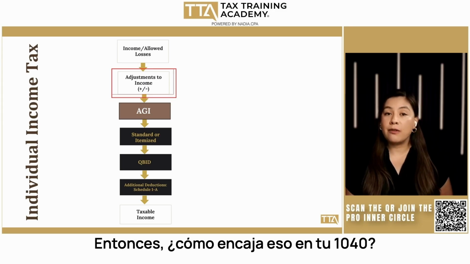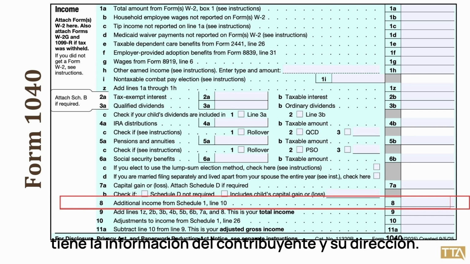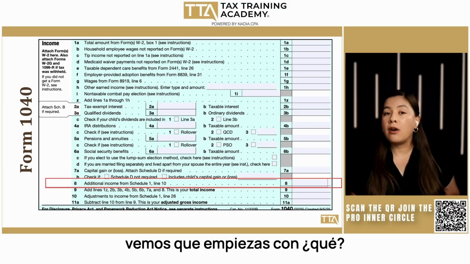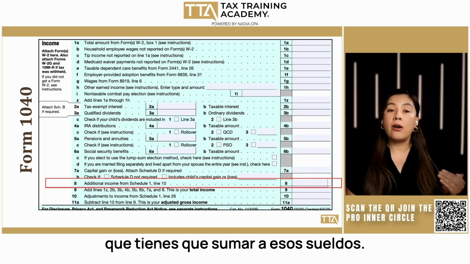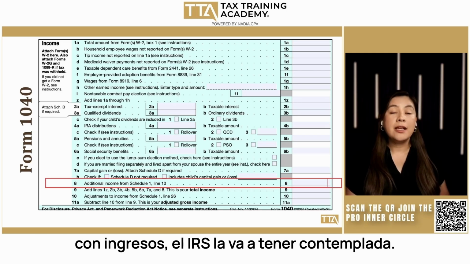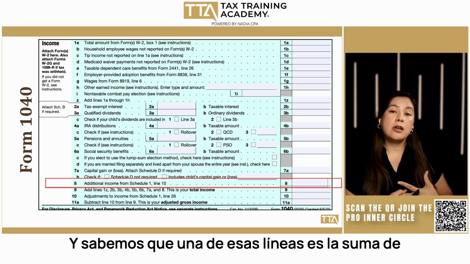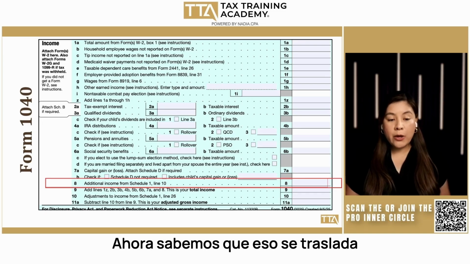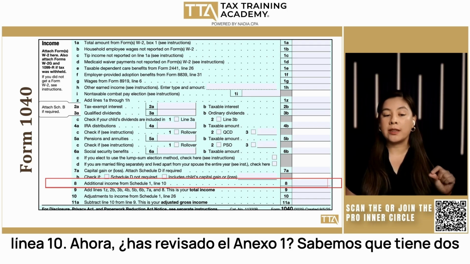So, how does that fit on your 1040? If you're looking at a 1040 on page 1, at the very top, of course, it has the taxpayer information and their address. But after that, we see that you start off with what? Wages, right? W-2 wages. And then you have a lot of lines that you have to add on to those wages. Every type of scenario that we can think of related to income, the IRS will have it covered. And we know that one of those lines is an accumulation of all of the income that you have reported on Schedule 1. Now we know that that flows over to line 8 of your 1040. You can see here additional income from Schedule 1, line 10.